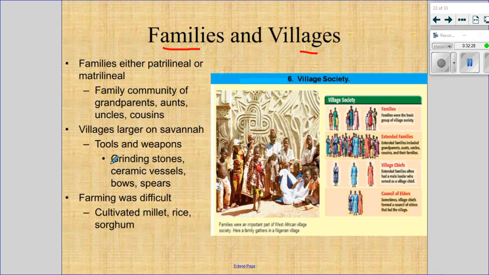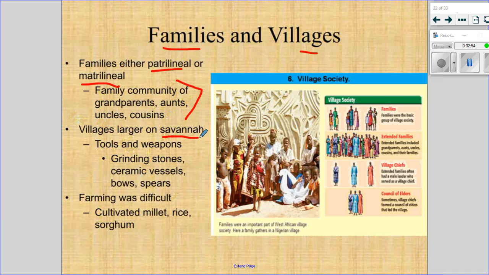Families and villages I already talked about, and they run the gamut. They're either patrilineal, where it's patriarchal, where males are in charge, or matrilineal, where a matriarch is the center of the family or village unit. The villages, just like the clans before them, are extended families.